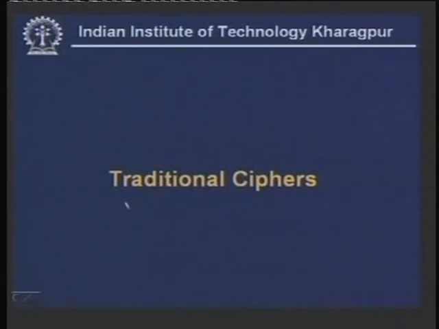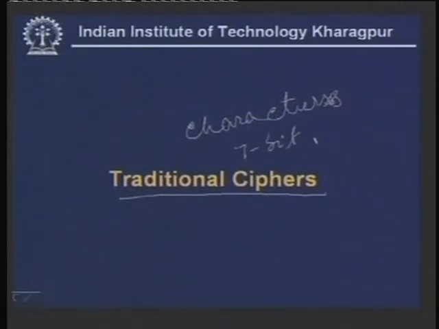First I shall discuss the traditional ciphers, where commonly the characters are used as the unit for encryption and decryption. So, as you know, an ASCII character can be represented by 7 bits, and of course, if you use 1 bit parity, that makes it 8 bits. So, each character is of 8 bits, and traditional ciphers perform the encryption character by character. So, the unit of encryption and decryption is in terms of characters.